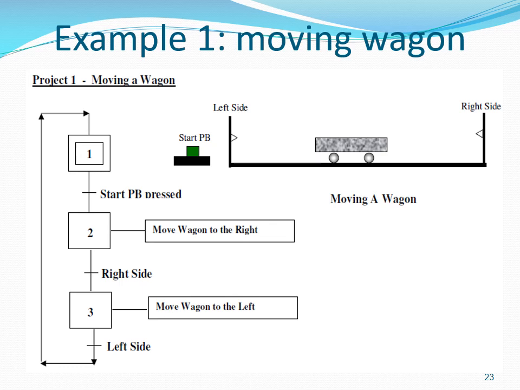When the start push button is pressed, the system moves from step 1 to step 2. In step 2, the wagon will be moving to the right. When the right hand side has been reached, the system moves from step 2 to step 3. In step 3, the wagon will be moving to the left. When the left hand side has been reached, the system moves from step 3 to step 1, which is back into the idle state.